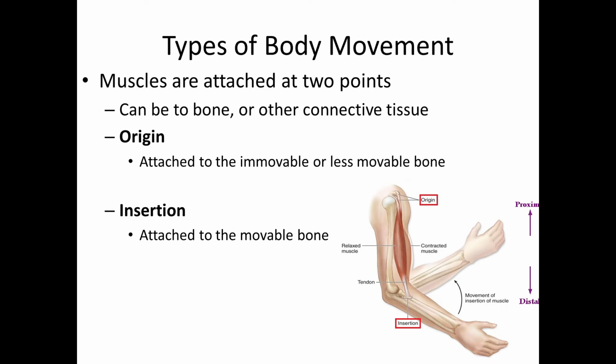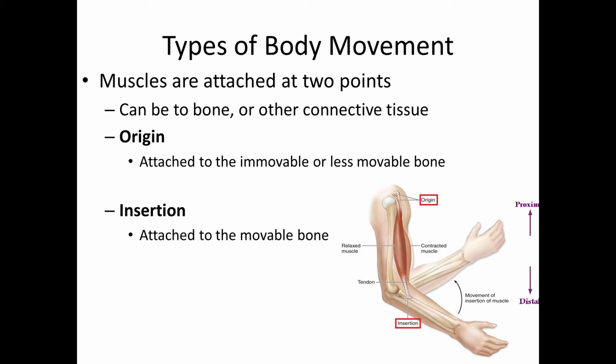In this section of notes on Chapter 6, we're going to take a look at different types of body movements that are controlled by your muscles. We know that muscles are going to be attached at two different points, and this can either be attached to bone or other connective tissue like tendons.